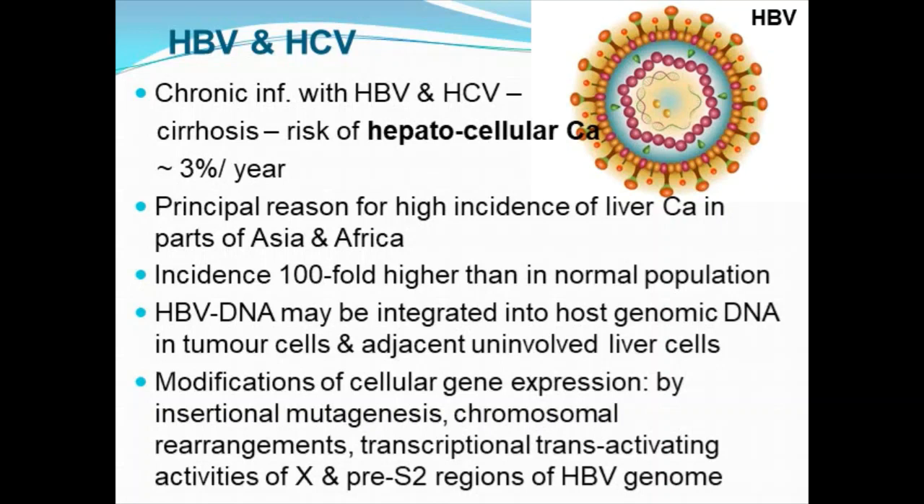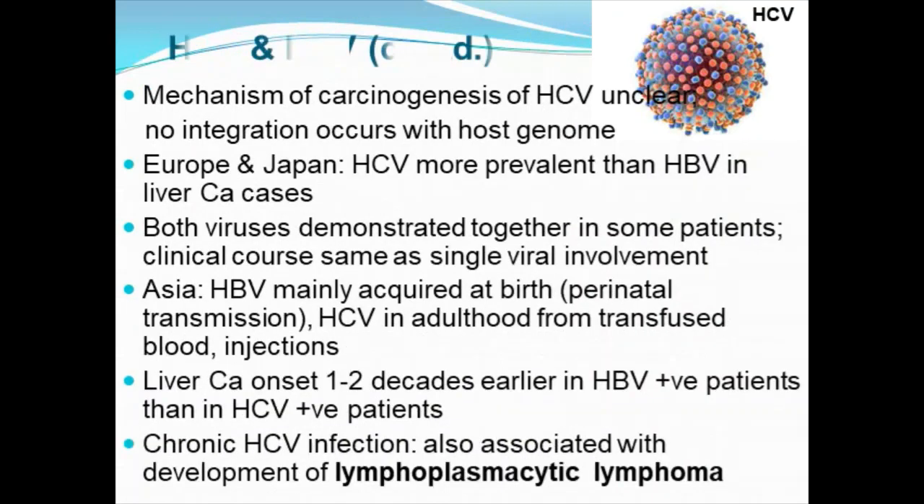Hepatitis B virus DNA may be integrated into the host genomic DNA in tumor cells and adjacent uninvolved liver cells. Modifications of cellular gene expression may occur by insertional mutagenesis, chromosomal rearrangements, and transcriptional transactivating activities of the X and pre-S2 regions of the HBV genome.